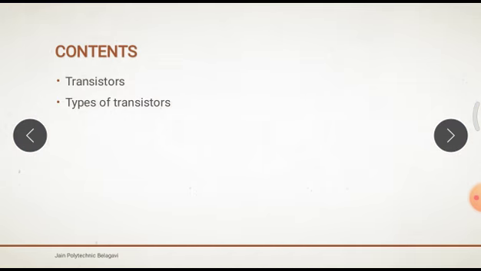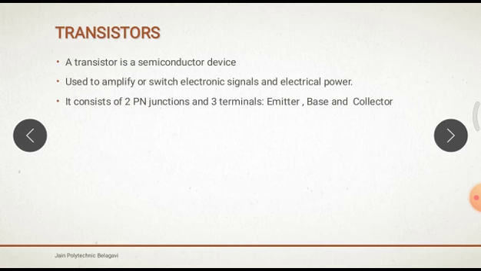We'll see what are the contents of today's video. First, we'll see about the transistor and next is the types of transistor. Before I start with the transistors, in the last lectures, we discussed about the diodes. Diode is a semiconductor device and it has one PN junction. And the next device is the transistor. Transistor has 2 PN junctions and 3 terminals. It is also a semiconductor device and it is used to amplify or switch electrical signals.